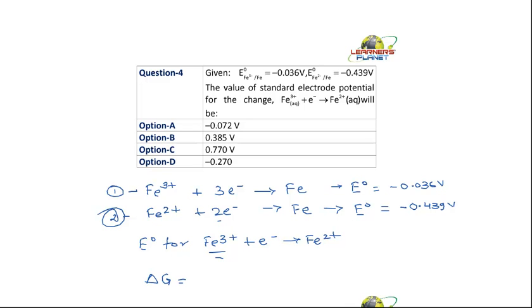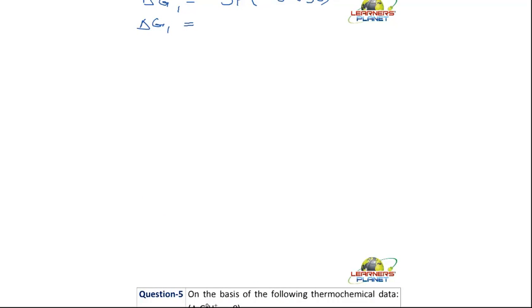Do you remember? Delta G is equal to minus n F E naught, that is E standard. So your delta G1 will be equal to, how many electrons are there? 3. F, let's take it as constant, and E is minus 0.036. So your delta G1 will be equal to 0.108 F.